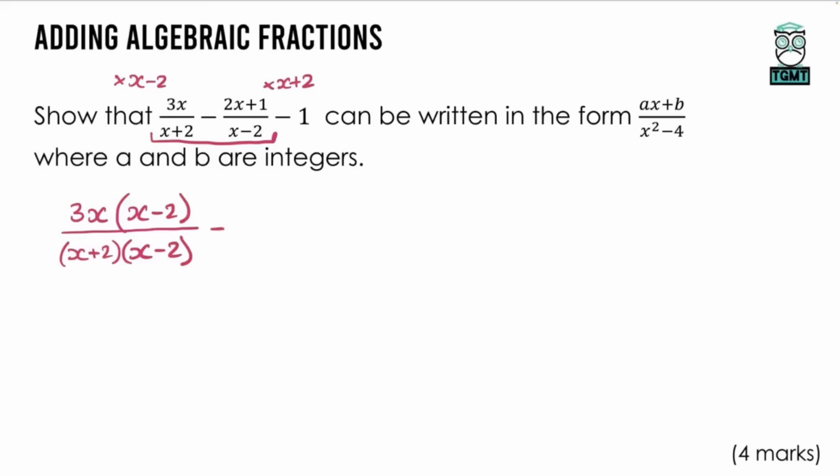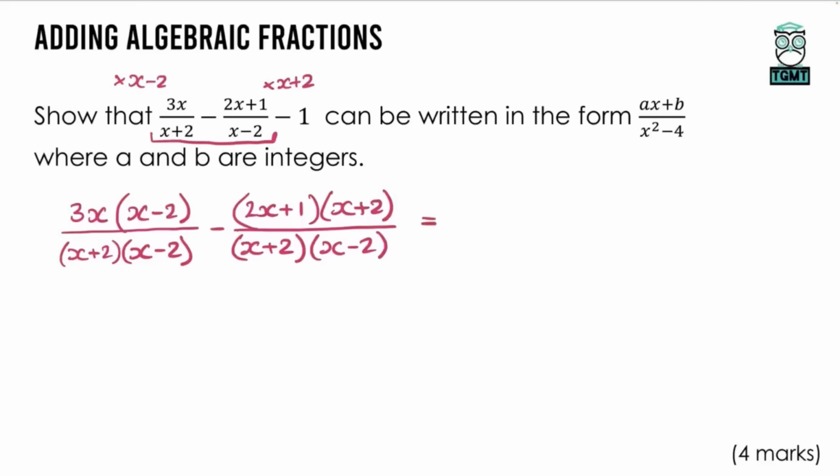On the next fraction, we have 2x plus 1 multiplied by the x plus 2, and that's all over the same denominator, x plus 2 and x minus 2. And there we go. So let's just look at expanding these and tidying it all up and seeing what it looks like, and then we'll think about that one.